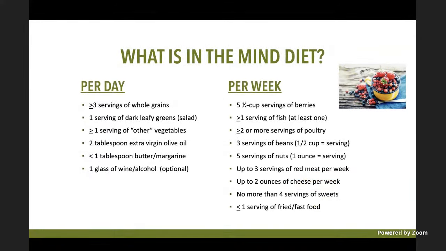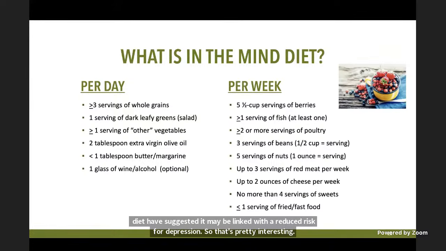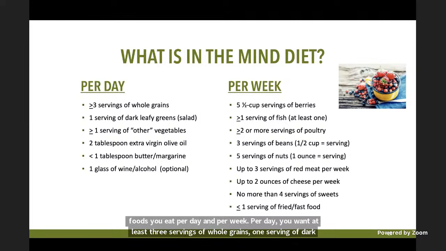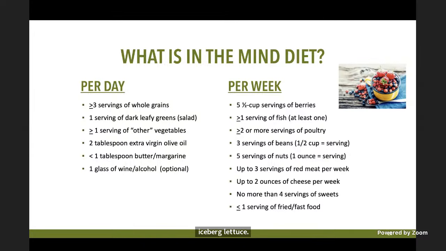Again, the MIND diet has some characteristics that are similar to the Mediterranean and the DASH diet. But they divide this into foods that you eat per day and per week. Per day, you want to get at least 3 servings of whole grains, 1 serving of dark leafy greens. Notice the leafy greens are dark. We're talking about romaine lettuce, kale, and spinach, not iceberg lettuce. We're looking at other vegetables. I'm going to push for the dark red, the orange. We're going to get those beta carotene, those vitamin C, all those other great nutrients. Adding olive oil, not much butter or margarine, less than a tablespoon a day, and no more than 1 glass of wine or serving of alcohol.